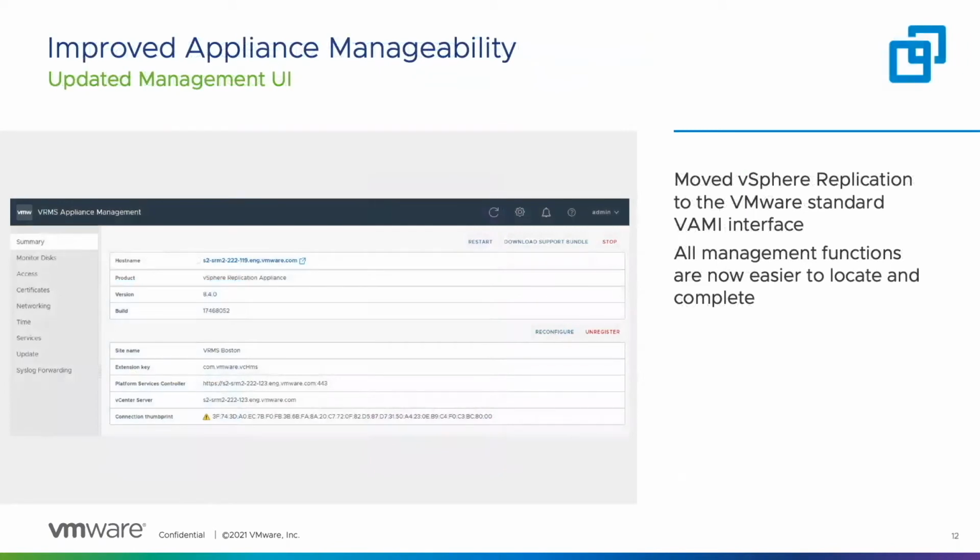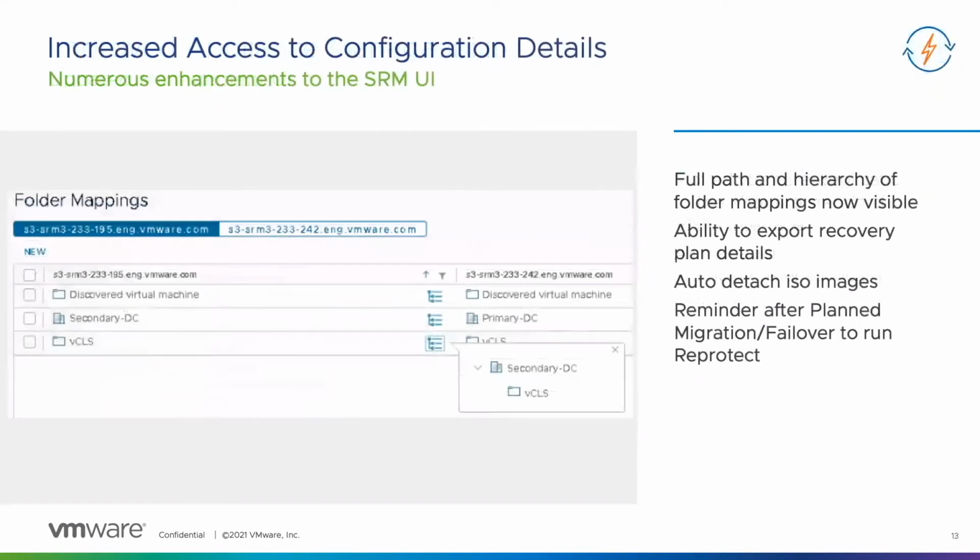The vSphere Replication appliance has also been updated and enhanced in this version. So now it's using the same VMware Appliance Management Interface, also known as VAMI, just like Site Recovery Manager and vCenter. Same familiar look and feel, making it easier to locate settings and complete any management tasks. There have also been numerous enhancements to the user interface as well. And you'll see this as we go through the lab. You'll see those enhancements.